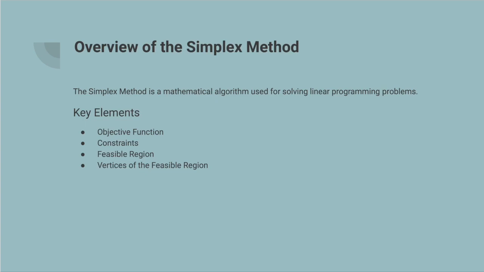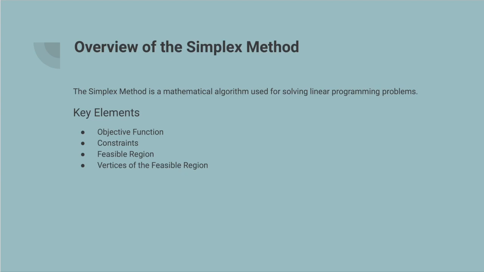The first one is the objective function. So this is what you're trying to maximize or minimize. For example, it could be the profit or cost. Second, it is constraints. These are the limitations or requirements of the problem, expressed in linear equations or inequalities.